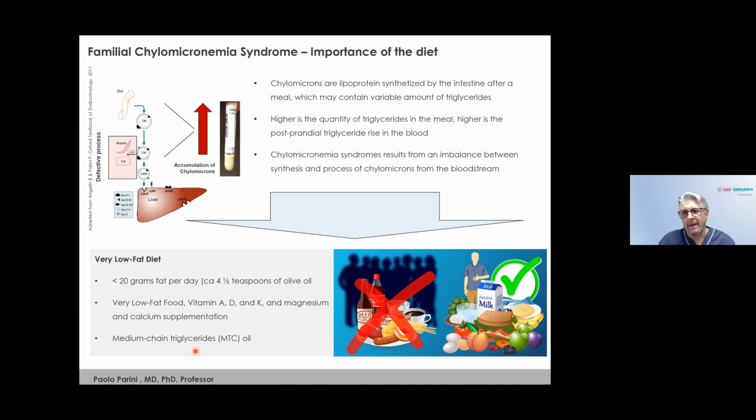chylomicrons rich in triglyceride. This is also why I advise my patients to use vegetable oil with a high content of unsaturated fatty acid, because we know that saturated and monounsaturated fatty acids actually promote a high content of triglyceride in the chylomicron. But we also advise to complete this diet with fat-soluble vitamins, like vitamin A, D, and K. And we also advise to give magnesium and calcium as food additives.